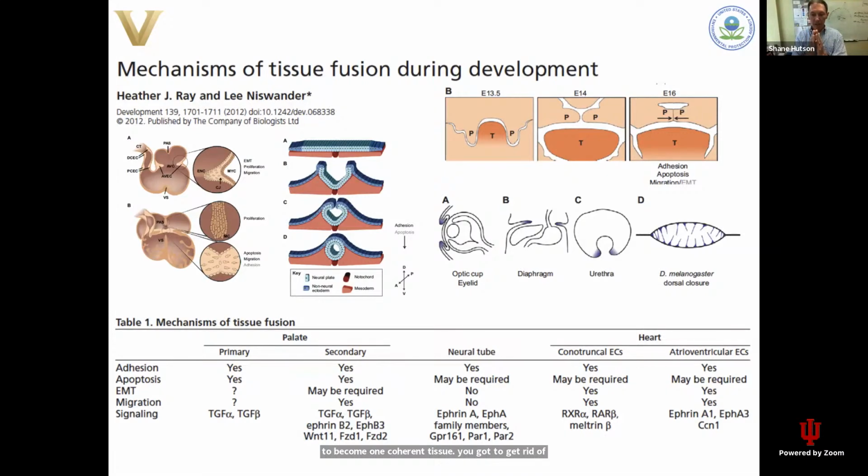You got to get rid of the epithelial cells and move them out of the way. And that can be done in a variety of ways. They might migrate, they might undergo apoptosis, they might undergo a differentiation and become mesenchymal cells again, right? Some sort of EMT transition. And all three of those happen in palate.